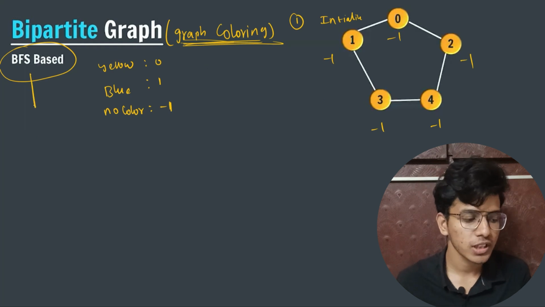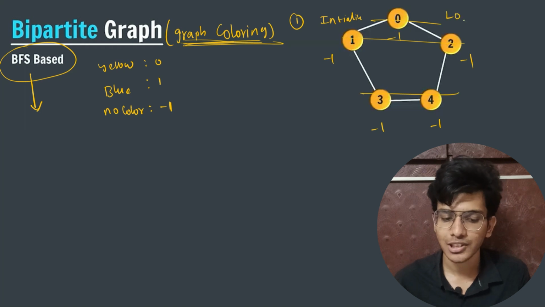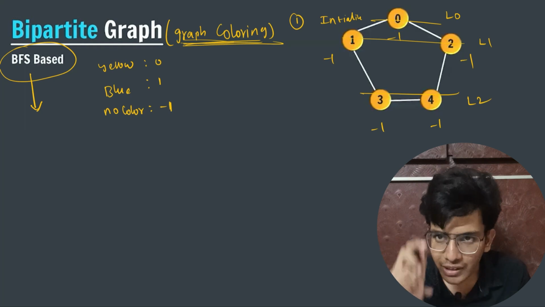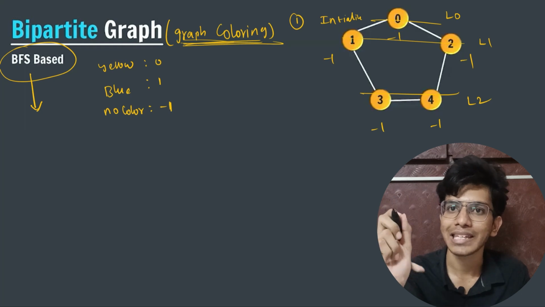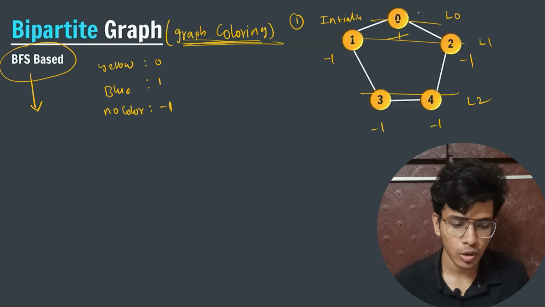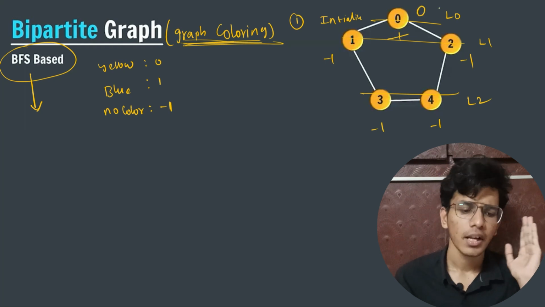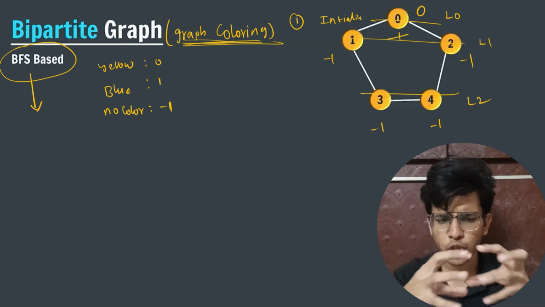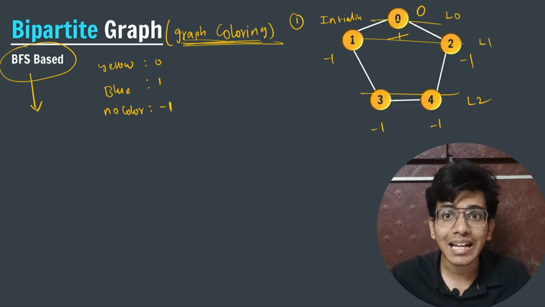Now what I will do is that I will perform my BFS level wise, right? So this is my level 0, level 1, level 2, right? So for level 0, for my source node I will assign yellow color. So from no color it will become a yellow color, which is 0. Okay, now I will go to my next level. So whatever the neighbors which are connected to my source node, I will assign the opposite colors to it.